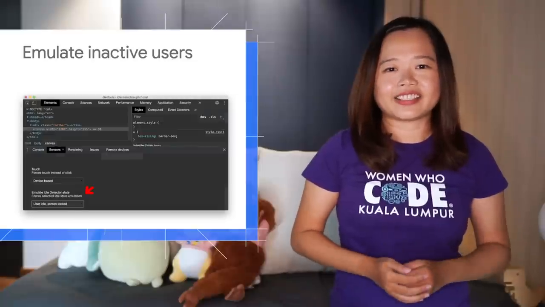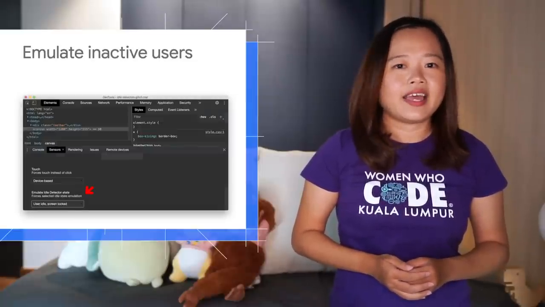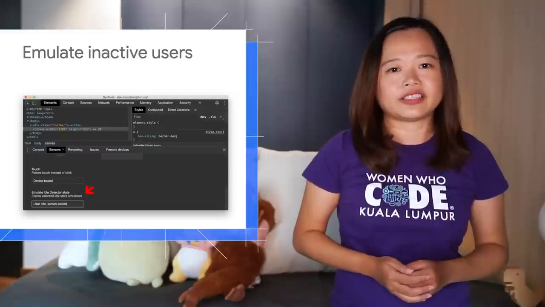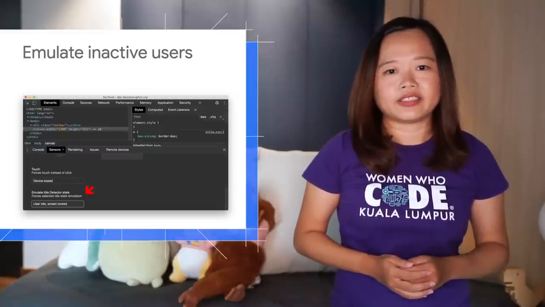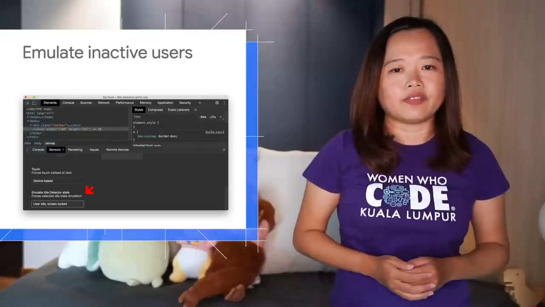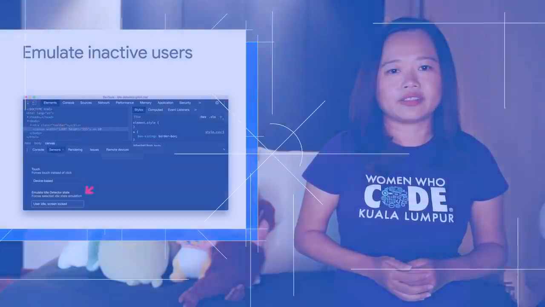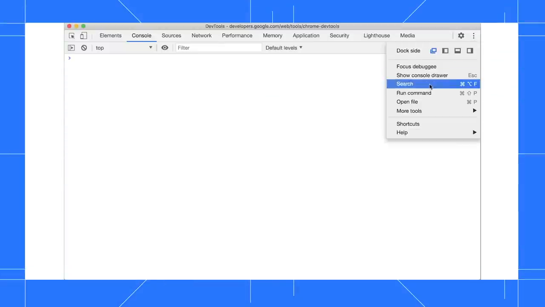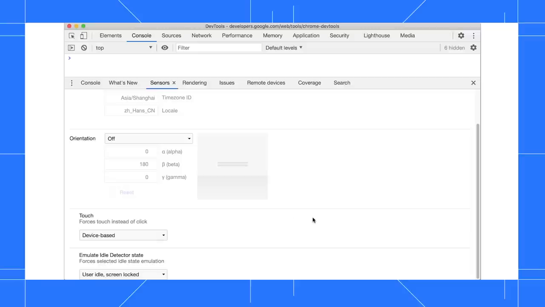The Idle Detection API allows developers to detect inactive users and react to idle state changes. You can now use DevTools to emulate idle state changes in the Sensors tab for both the user state and the screen state instead of waiting for the actual idle state to change. Click on More Options, More Tools, Sensors to open the Sensors tab. There are four options for you to emulate the idle detector state.